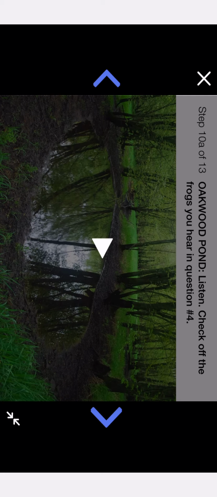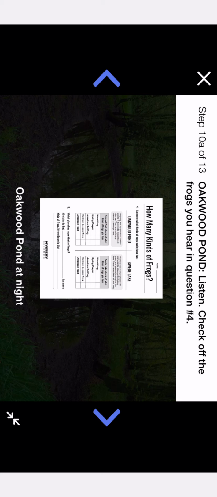Now let's try an even more difficult challenge. You're going to listen to the sounds of the frogs at Oakwood Pond at night. Now, there are 2 different kinds of frogs calling at the same time. That's what makes this hard. Listen and talk with your group. On your worksheet, check off the frogs you hear in question number 4.